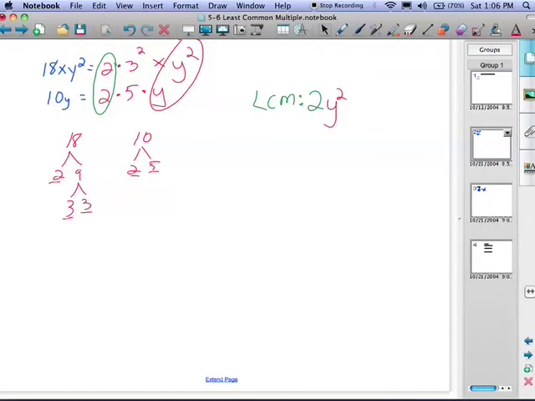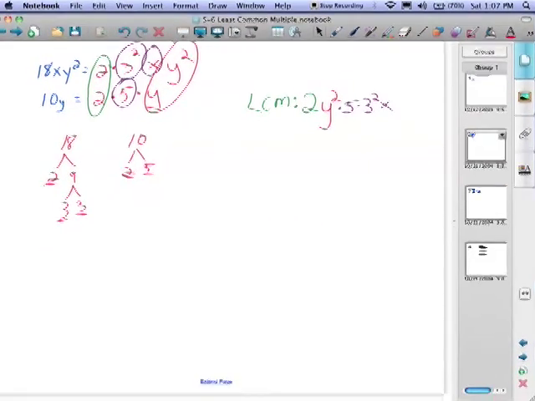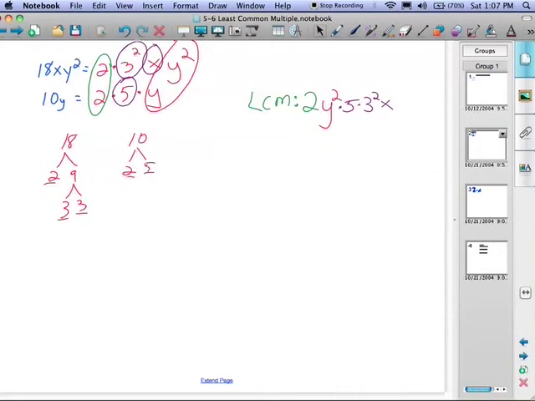Now we look for the things that are just extra, they do not have in common, but we need them. On the bottom I have a 5. On the top I have a 3 squared. I also have an x on the top. So my least common multiple is going to be 2 times y squared times 5 times 3 squared times x.